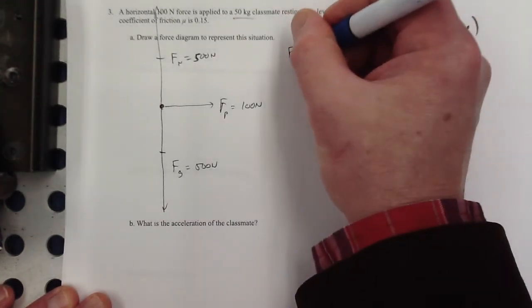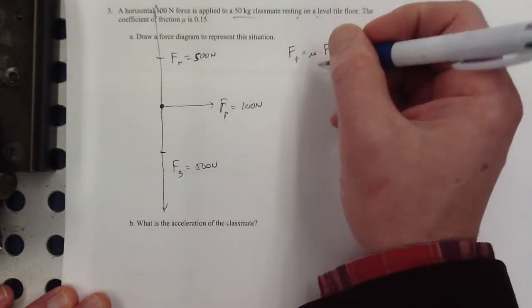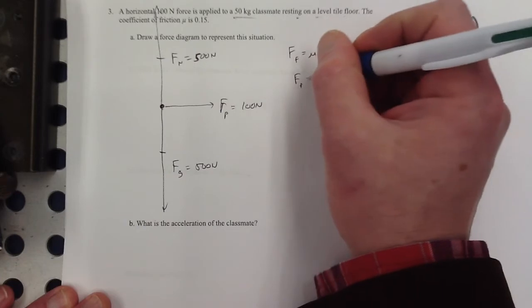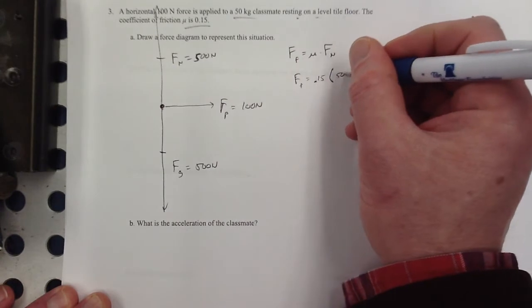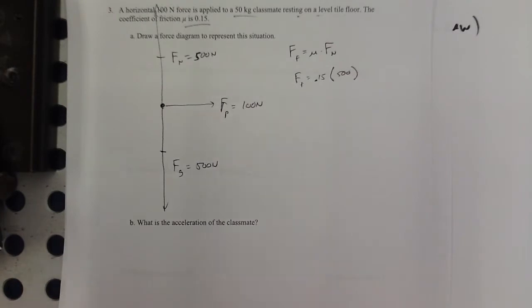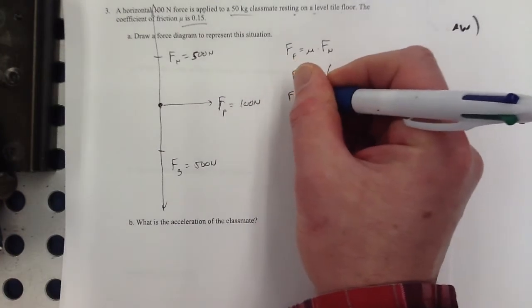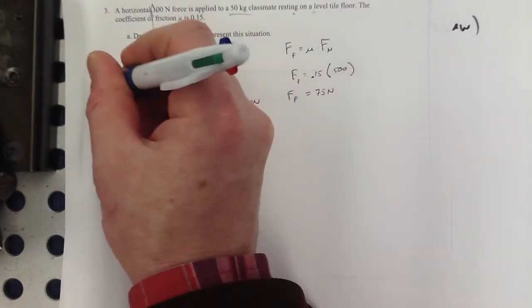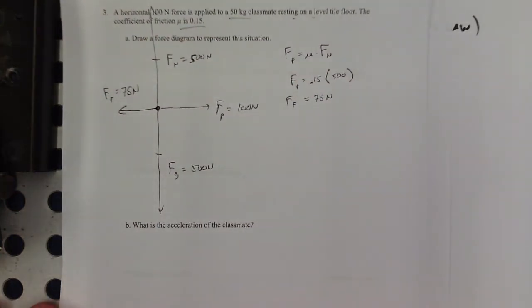And the force of friction is equal to mu times the normal force. That's our new equation. So that's going to be 0.15 times the normal force, and what is that, 45 or something? No, that's not right. 175 times 0.15. Yeah. All right, good force diagram there.